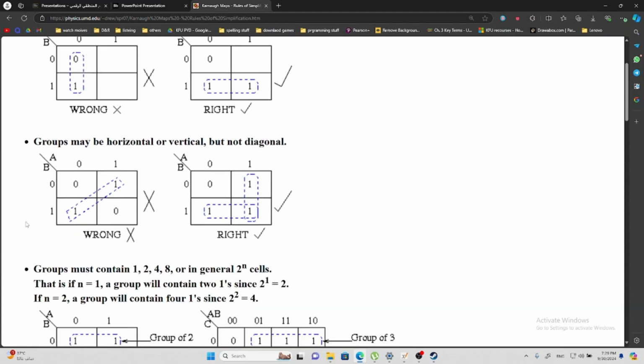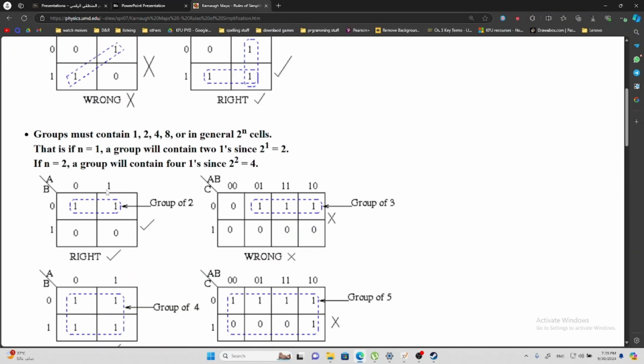Okay. The second rule here: groups may be horizontal or vertical, but not diagonal. So it means you can only group in a vertical or horizontal manner. You cannot group them diagonally. Like if you have something here, you cannot group such a thing. You cannot do such a thing.